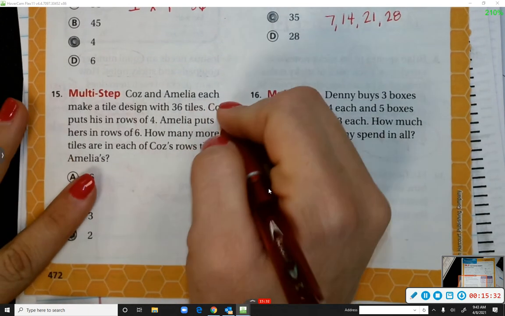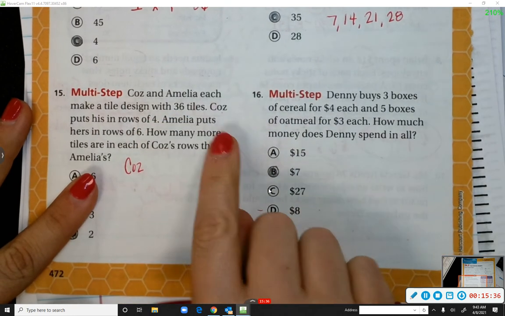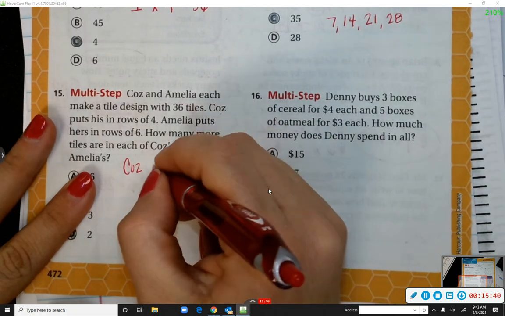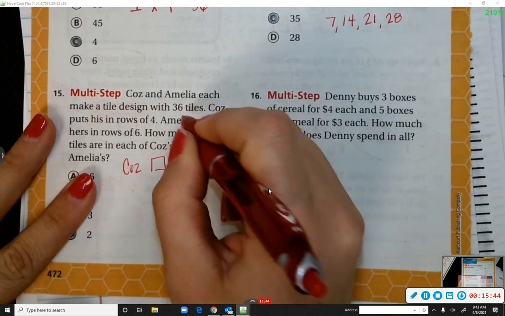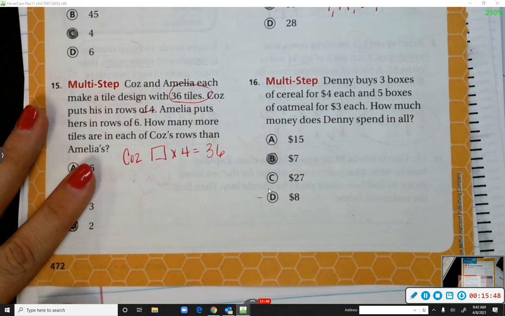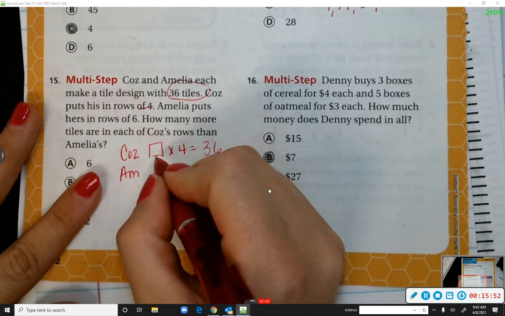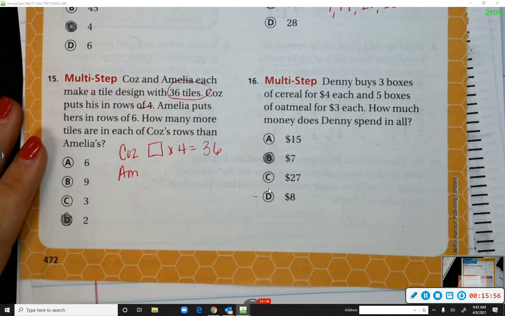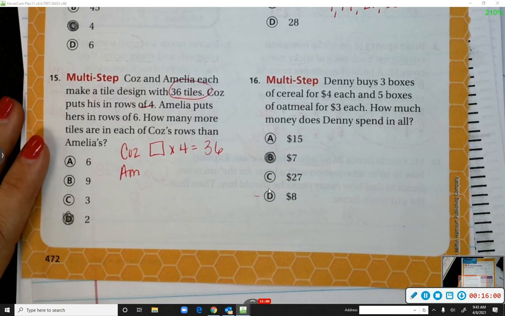Okay, well for Kaz, he is putting his in rows of 4. So we need to think of what number times 4 would equal 36 tiles. Okay. Now for Amelia, did she put hers in a different amount? Her rows? Don't look at me, look at the problem.